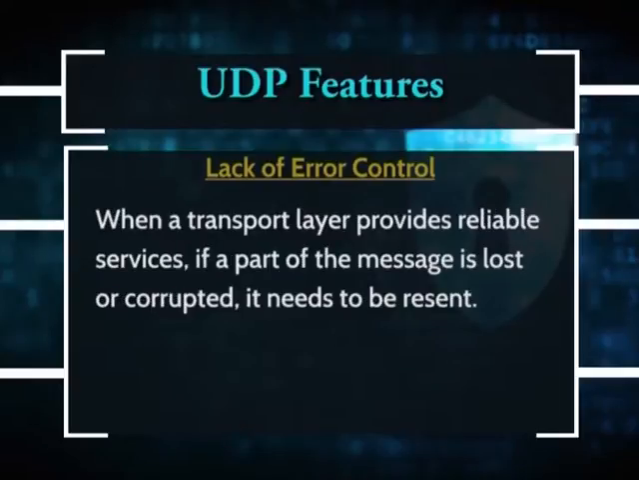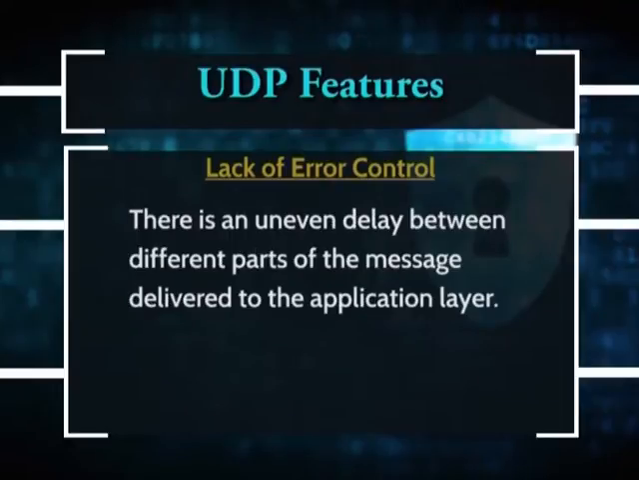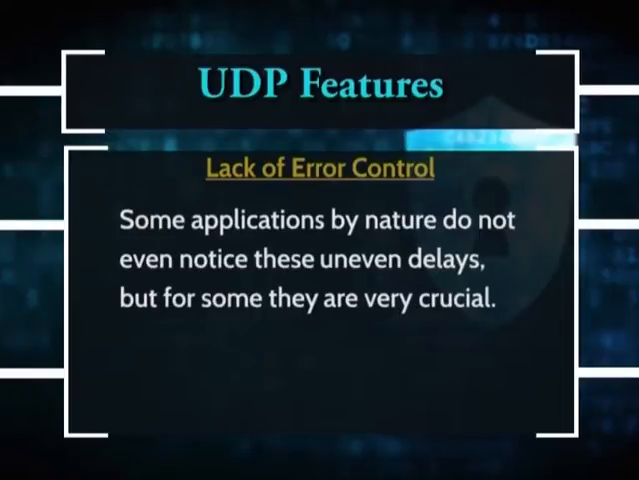When a transport layer provides reliable services, if a part of the message is lost or corrupted, it needs to resend. This means that the receiving transport layer cannot deliver that part to the application immediately. There is an uneven delay between different parts of the message delivered to the application layer. Some applications by nature do not even notice these uneven delays, but for some they are very crucial.